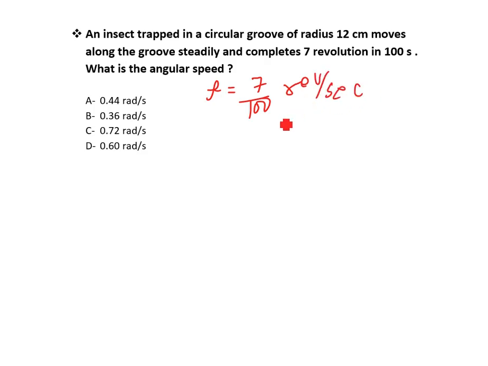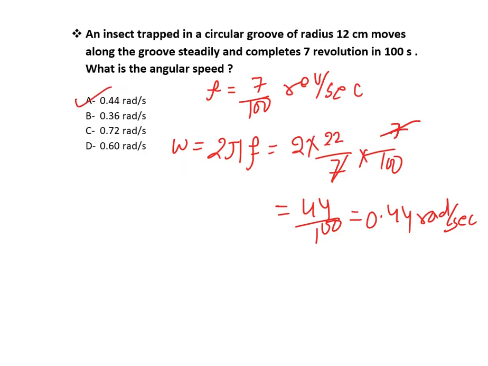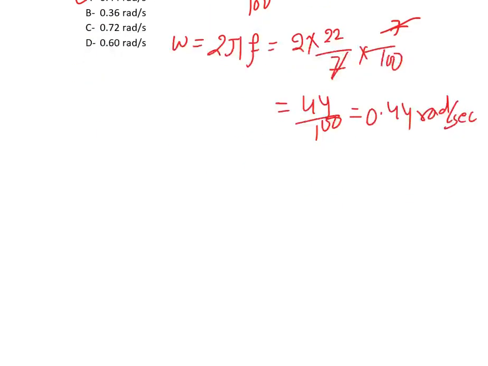Clear? So now it's asking angular speed. The angular speed formula is omega, which is 2 pi f. In place of pi, just put 22 by 7. So it will become 7 by 100, so 7 gets cancelled out. It is 44 by 100, which is 0.44 radian per second. So which is option A. So question number 3, option A. Okay, clear? So next question.